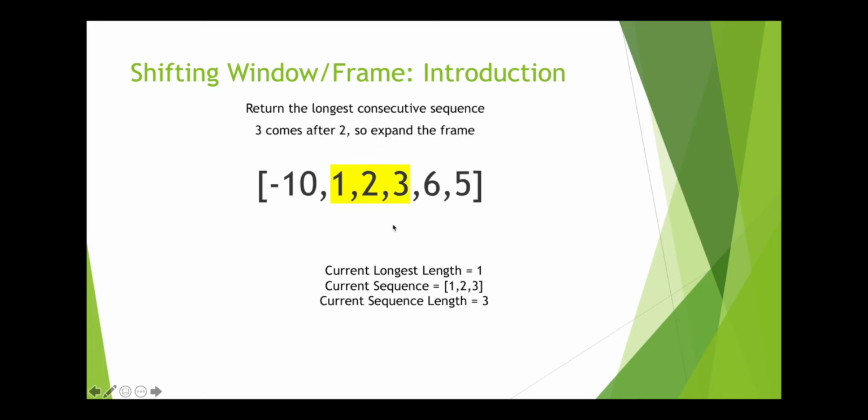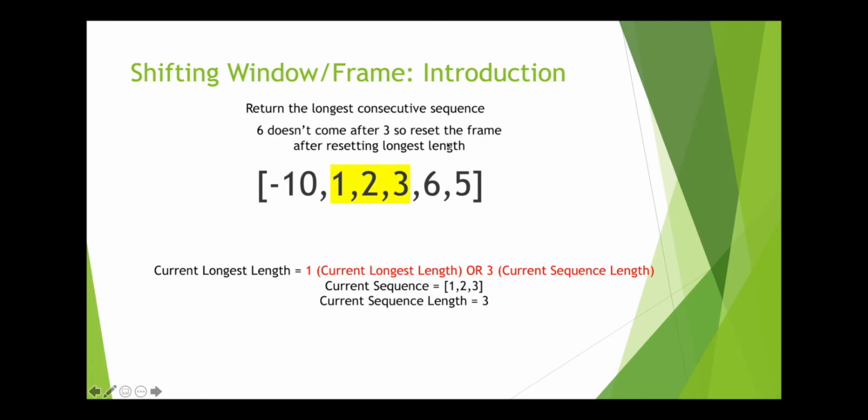And then we're going to do that again, and we're basically going to expand our frame again and look forward to the next number. 3 does come after 2. So we're going to expand the frame again and increase our sequence length accordingly. Okay, so now we bump into a scenario where our next number doesn't come directly after the last number in our frame here. So 6 doesn't come after 3, right? So basically what we have to do here is we're going to reset the frame and start it at 6.